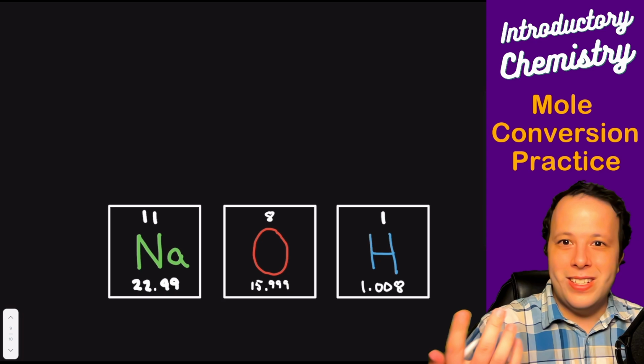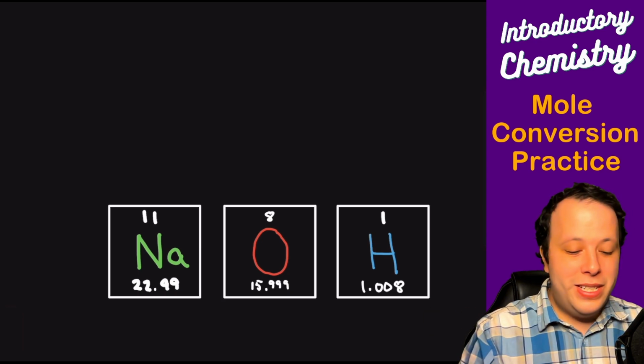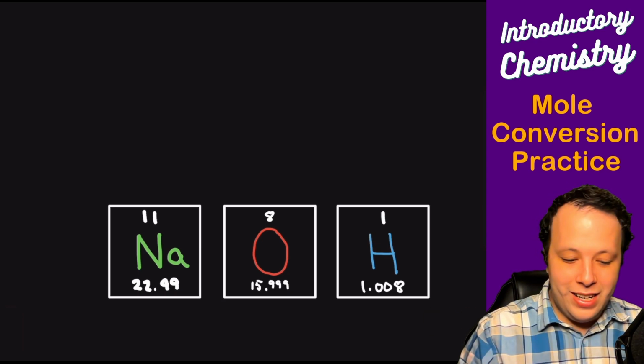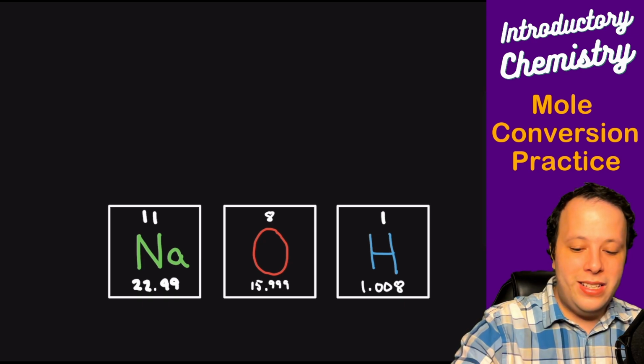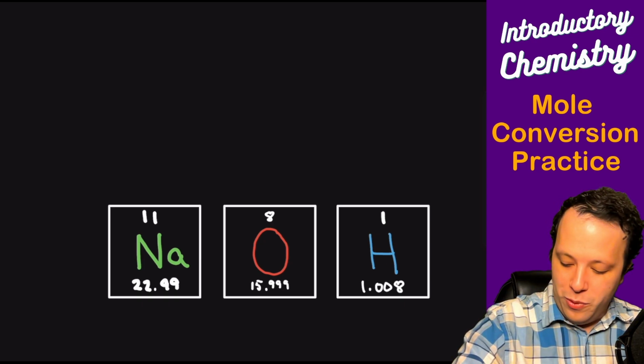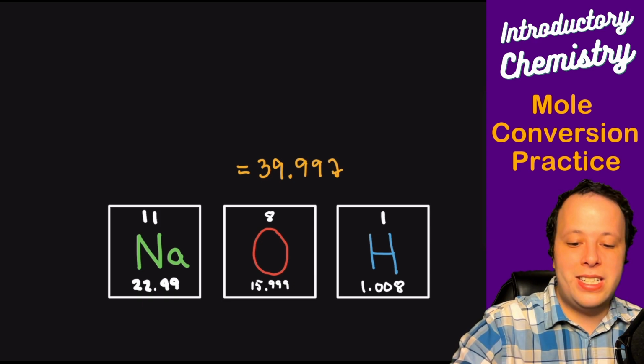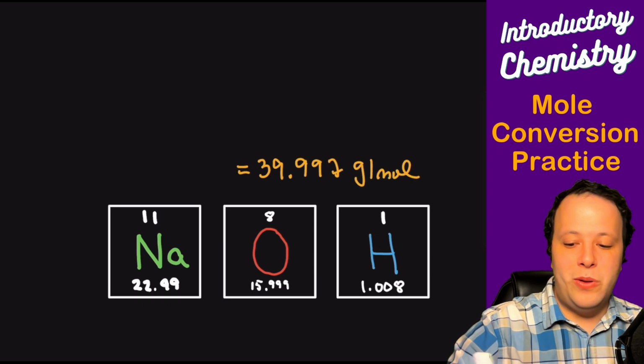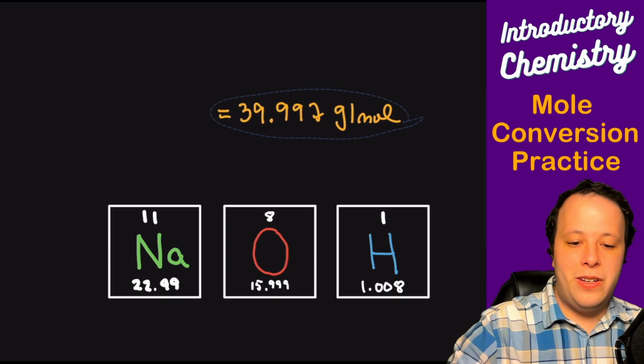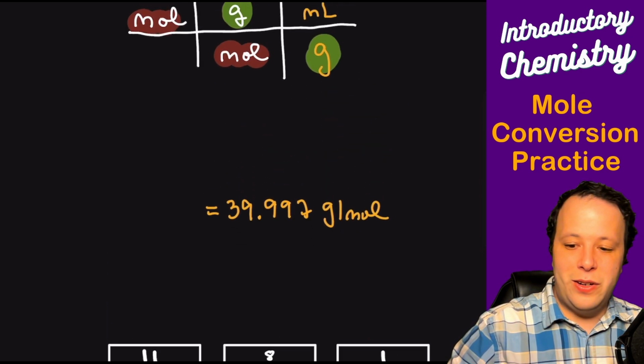So what we need to define for ourselves is the molar mass for sodium hydroxide. So let's do it. We're going to add up all these elements here. So we have 22.99 plus 15.99 plus 1.008. And what we're going to get is 39.997 grams per mole. And that's what we're going to use above for our molar mass of sodium hydroxide.